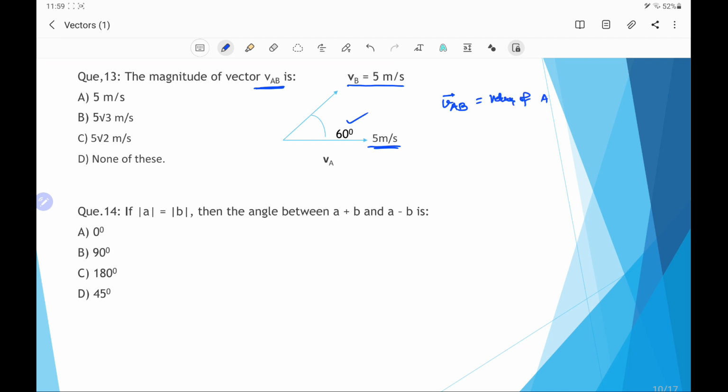We know that VAB refers to the velocity of body A with respect to body B, or we can write it as velocity of A with respect to ground minus velocity of B with respect to ground, or simply it is equal to velocity of A minus velocity of B. Here we have to subtract these two vectors.